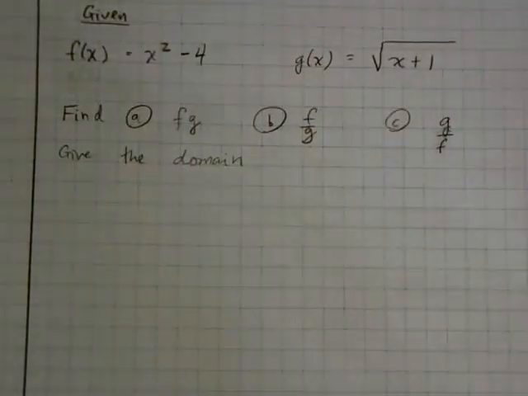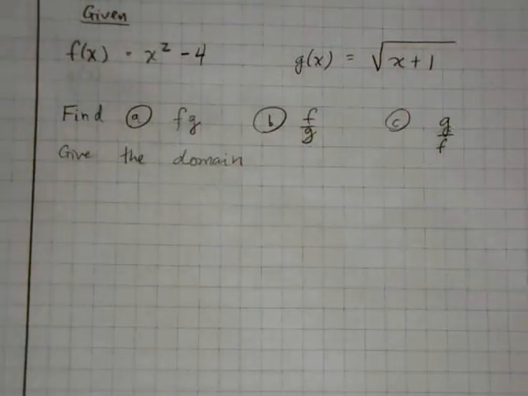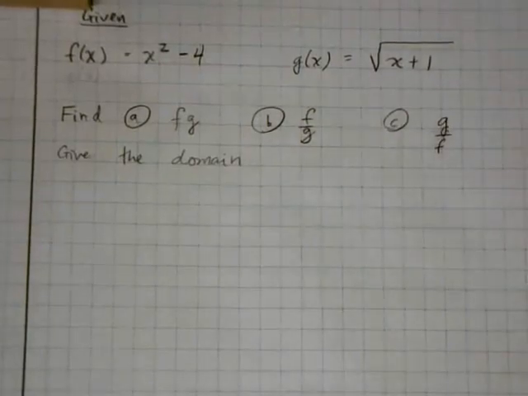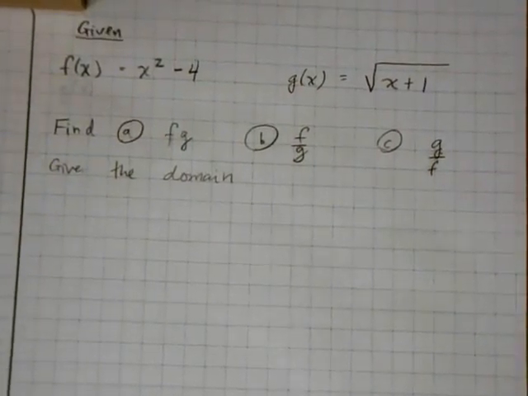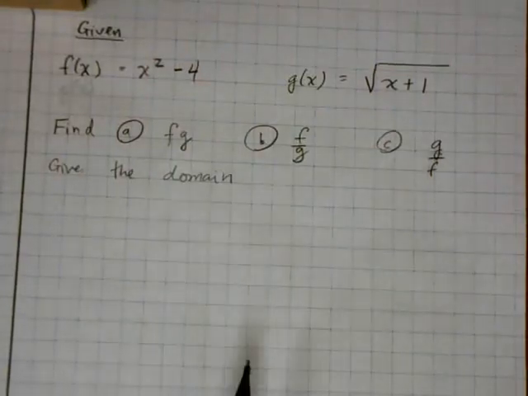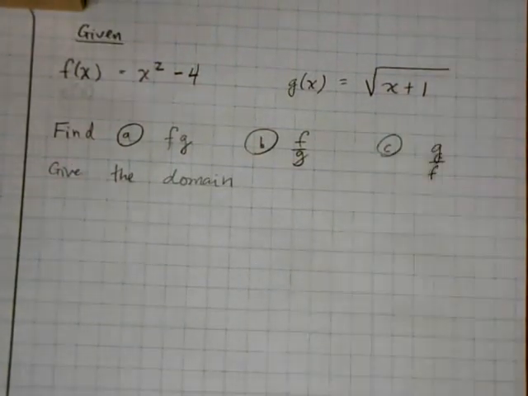Okay, so now that we've worked with functions for a little bit, the next thing that we're going to do is try to build functions from other functions. And so here we're given two functions. The first one, f of x equals x squared minus 4. And the second function we have is g of x is equal to the square root of x plus 1.